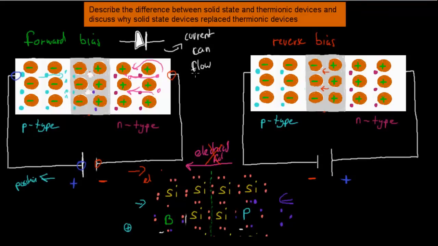In the reverse bias, we have the negative terminal connected to the p-type, whereas the positive terminal is connected to the n-type. So it's the reverse of what happened beforehand. And that means you're going to have electrons moving from the negative to the positive. So electrons are moving this way. Electrons are moving this way. And you're going to have your positive holes going the opposite direction, from the positive to the negative.